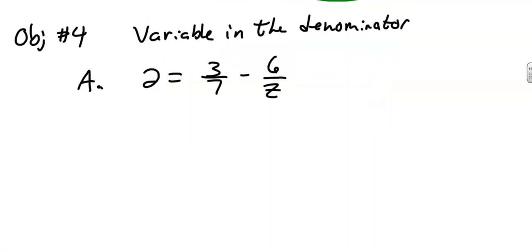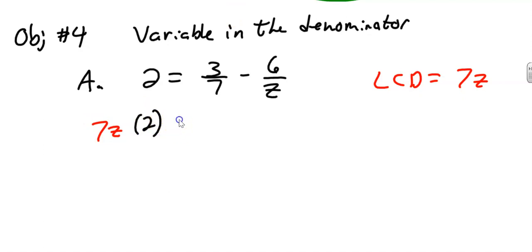Okay, still doesn't change anything that you would do. You still get the least common denominator. Well, if it's a number and a variable, then that's really easy because that is your least common denominator. Again, this one's fairly short, so we'll go ahead and just take every single thing here and multiply it by 7z.